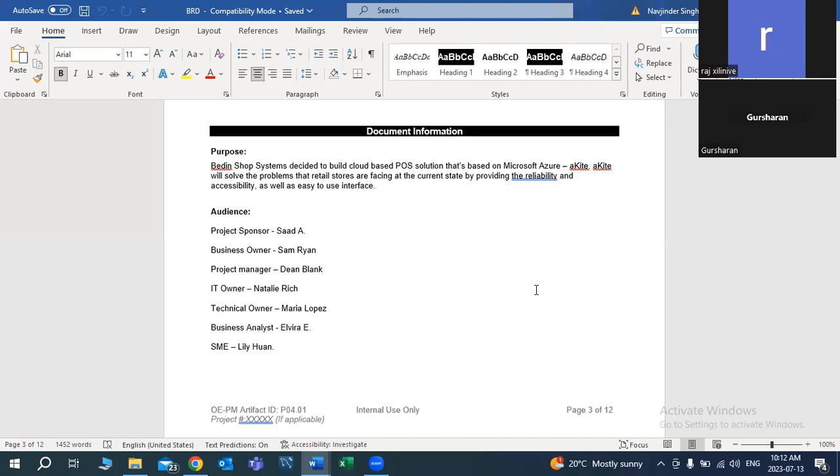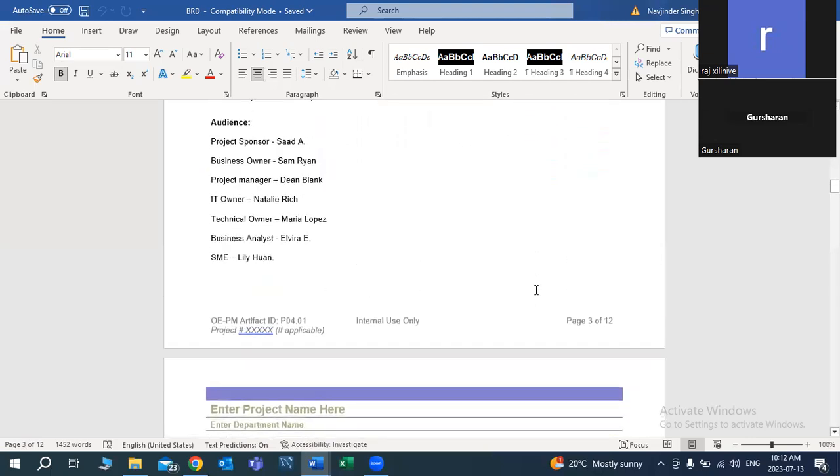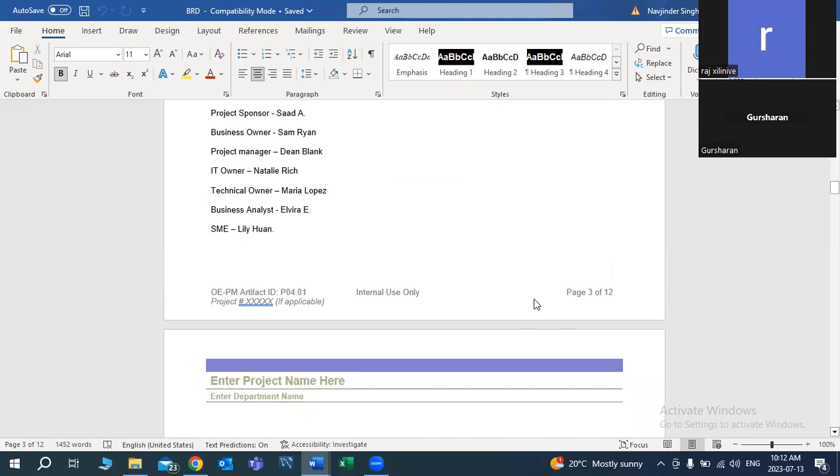That's what generally purpose stands for. Of course, for that you need to go through the case study once and twice, try to understand yourself and you have to write. Next is audience. Audience means who is project sponsor, business owner, project manager, whoever is involved in the project, those details have to be mentioned subsequently.